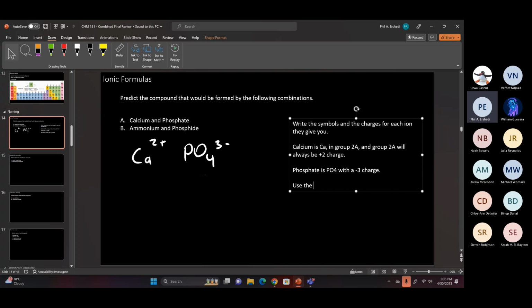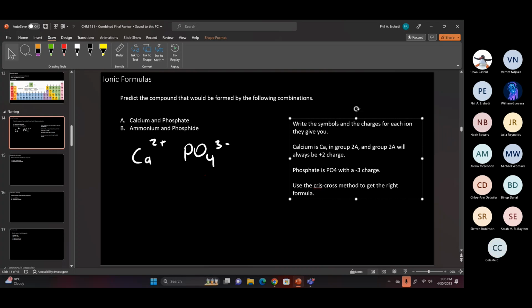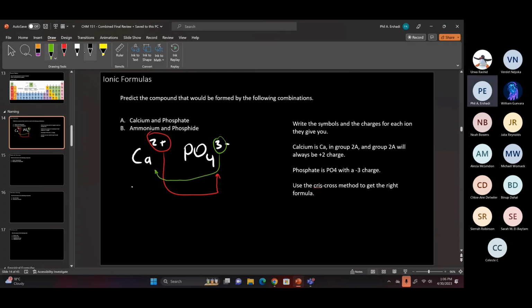Now we're going to use the crisscross method to get the right formula. So we're going to take the 2 from up here, stick it down there underneath PO4. We're going to take 3 from up there, stick it down underneath the Ca. So our formula is Ca3 and then PO4 with a 2 underneath it. And its name will be calcium phosphate.